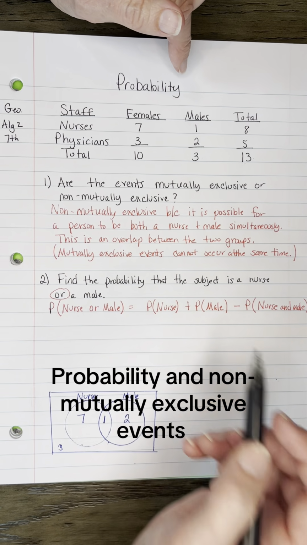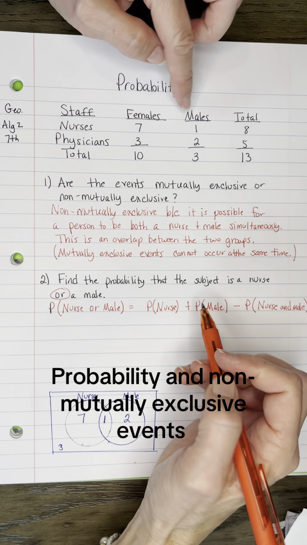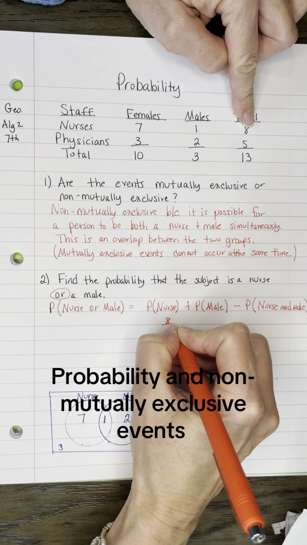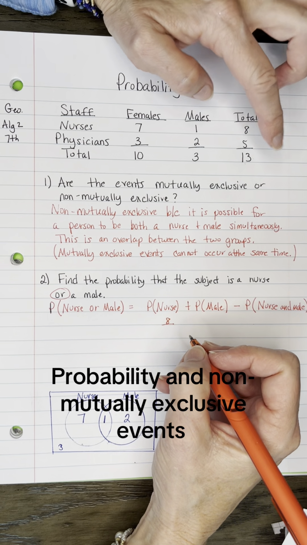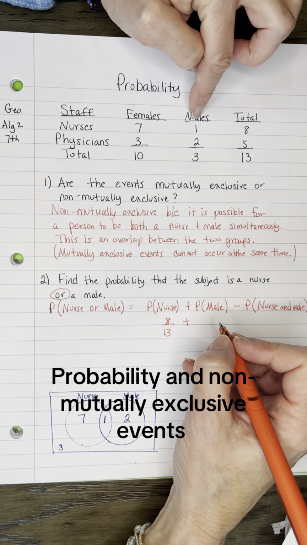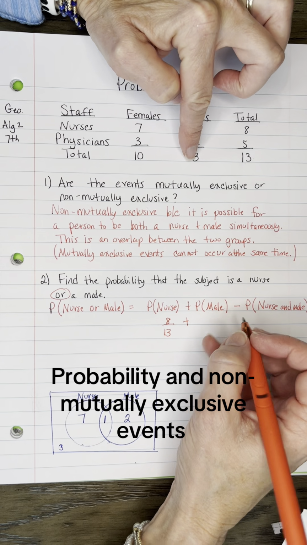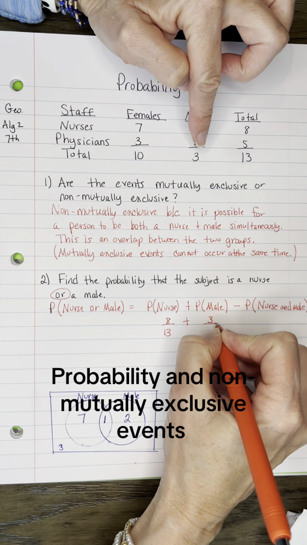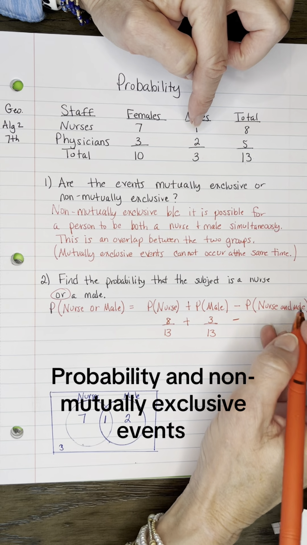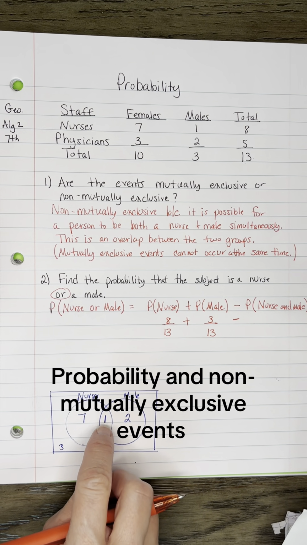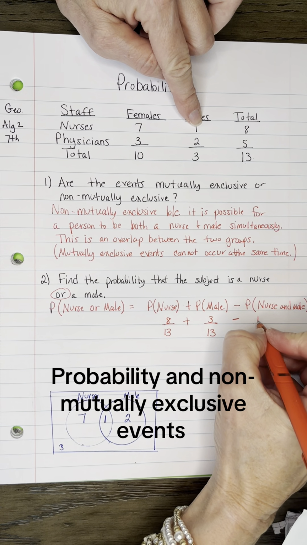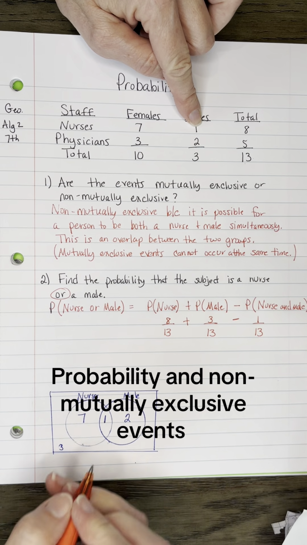So the probability of getting a nurse, we'll look up here, nurses, there are 8 nurses out of how many staff members there are in all? 13. Probability of getting a male, well, we look down here, there are 3 males in this office out of the 13. And then the probability of getting a nurse and a male, that's this one right here in the Venn diagram. There is 1 that is a nurse and a male. That's 1 out of 13.